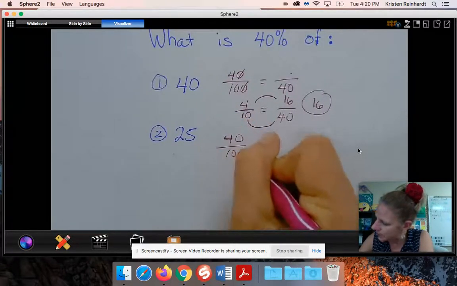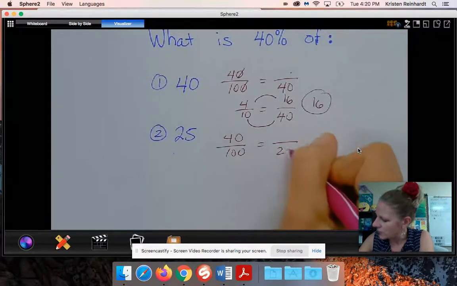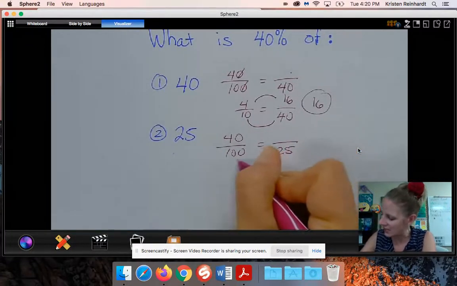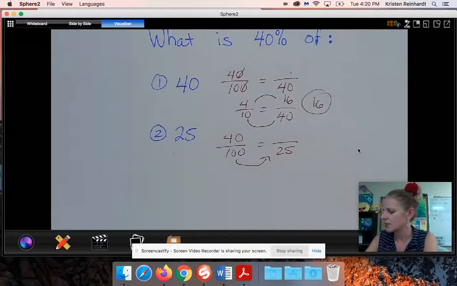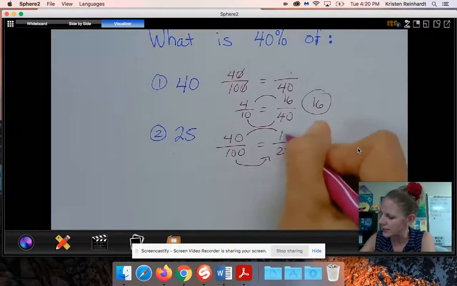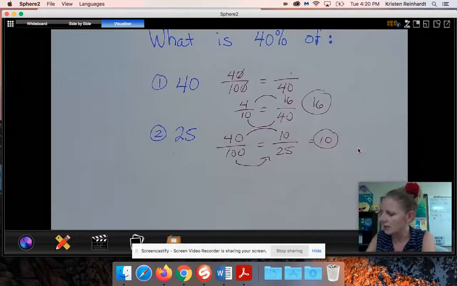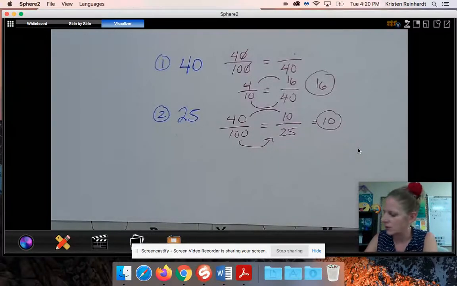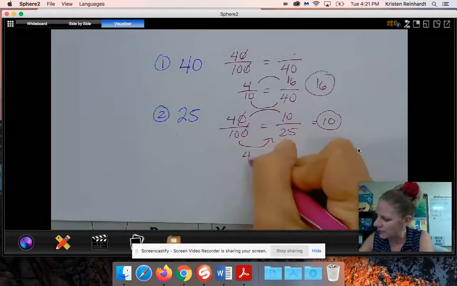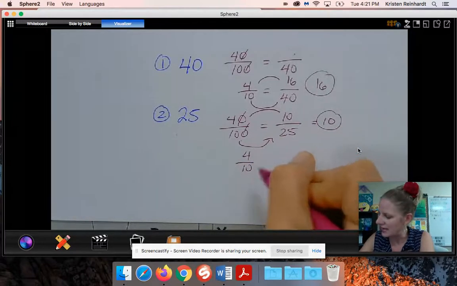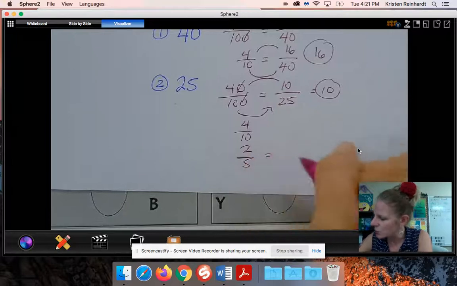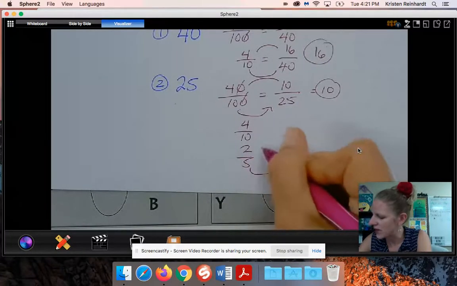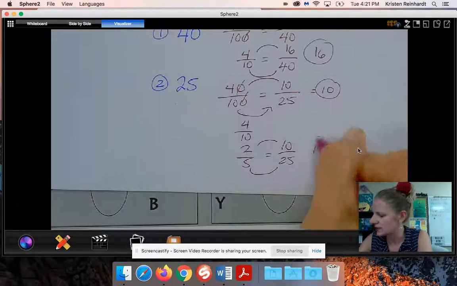All right, let's try this one here. 40 over 100 and then to 25. This time I can go from 100 to 25 by dividing by 4, so I can divide by 4 here as well. 40 divided by 4 is 10. Now let's say I didn't notice that. I can always simplify the fraction and get there as well. 40 over 100 simplifies to 4/10, which simplifies again to 2/5, which then can go to 25. Times 5, times 5, I still get 10.